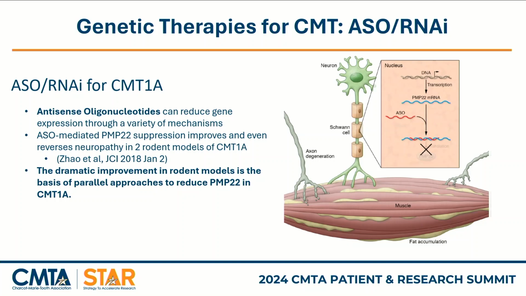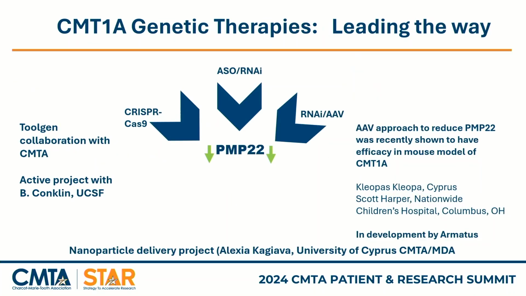And this was actually a really important success story that back in 2018, the paper was published from a collaboration of the CMTA with Ionis, which showed really dramatic improvement in rodent models, being able to reduce PMP22 and improve the function of those animals. So I'm just trying to put this in perspective in terms of all the types of CMT that we're working with, CMT1A being the largest proportion of the CMT population.